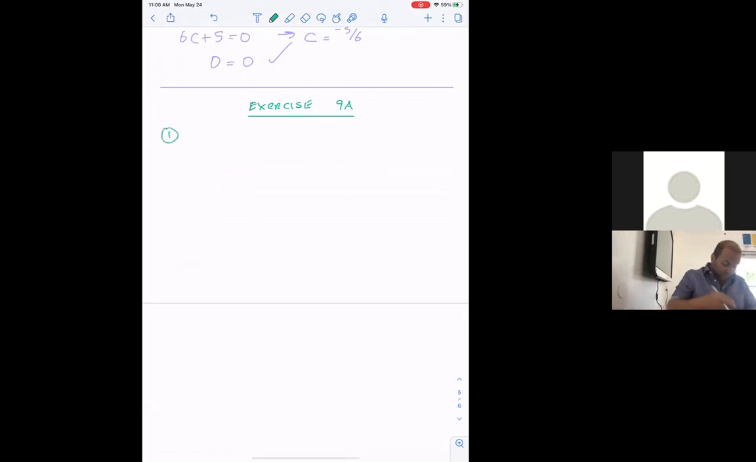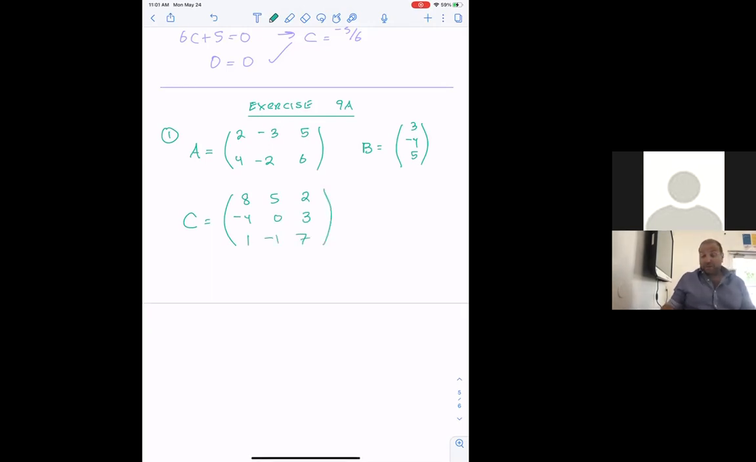So question number 1 says as follows. The matrix capital A is equal to 2, -3, 5, 4, -2, 6. It is a 2 by 3 matrix. Capital B is equal to 3, -4, 5. It is a 3 by 1 matrix. And capital C is equal to 8, 5, 2, -4, 0, 3, 1, -1, 7. It is a 3 by 3 matrix.